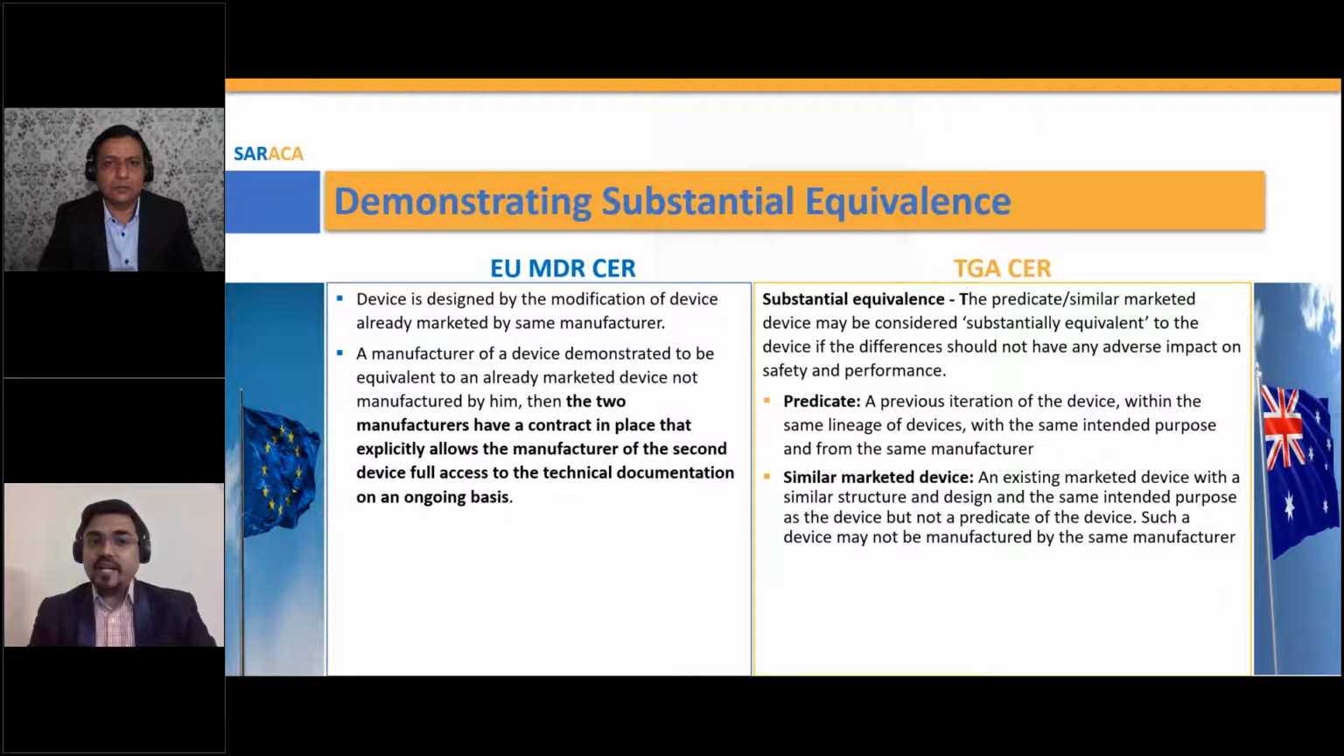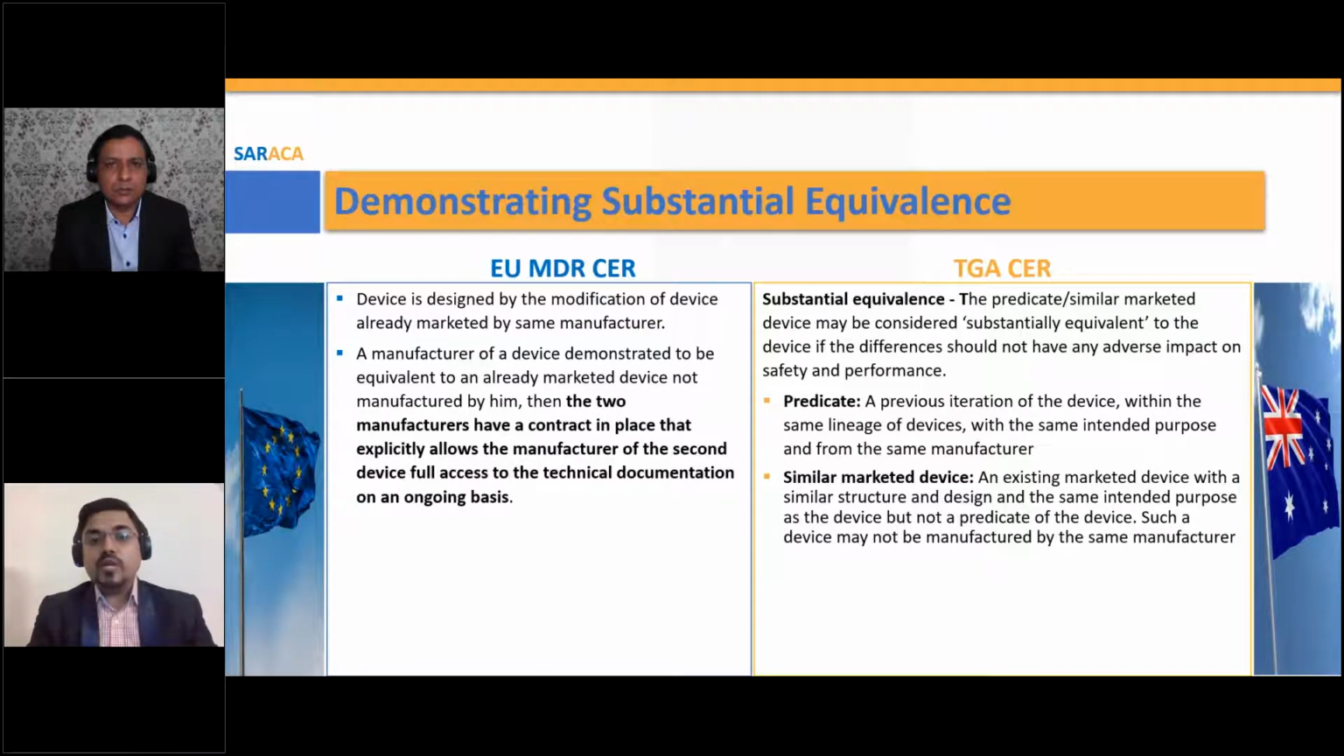In the MDR, for the predicate you can demonstrate equivalence to the predicate. Meaning if you have a device and you have modified that device and you are launching that modified device, then you can take the earlier device as an equivalent device in the MDR. But if it is a similar marketed device manufactured by another manufacturer, then you cannot simply justify the clinical, technological and biological equivalence and just take that device as equivalent.